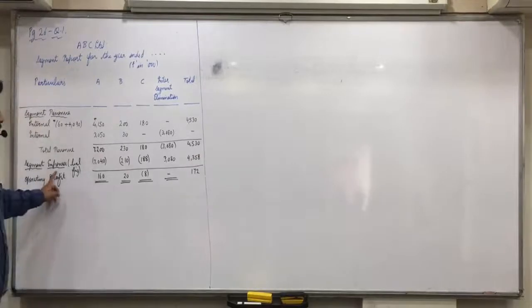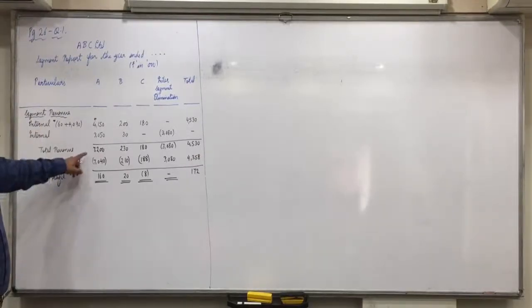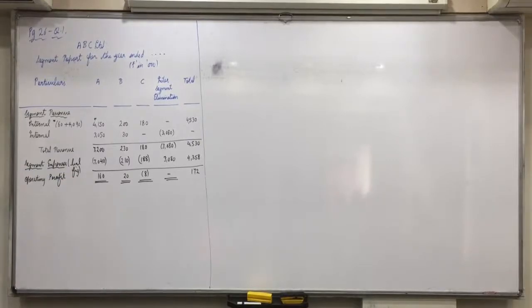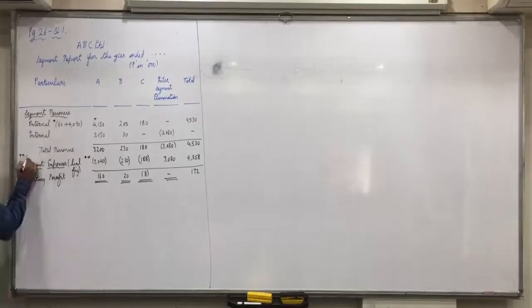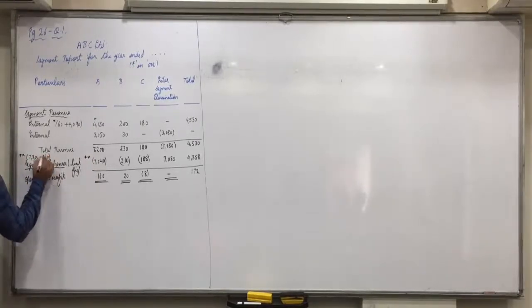How is this segment expenses obtained? Balancing figure, revenue minus profit. Anyone having any doubt in this, raise your hand. One of the calculations, if you want, you can show that 7200 minus 160.